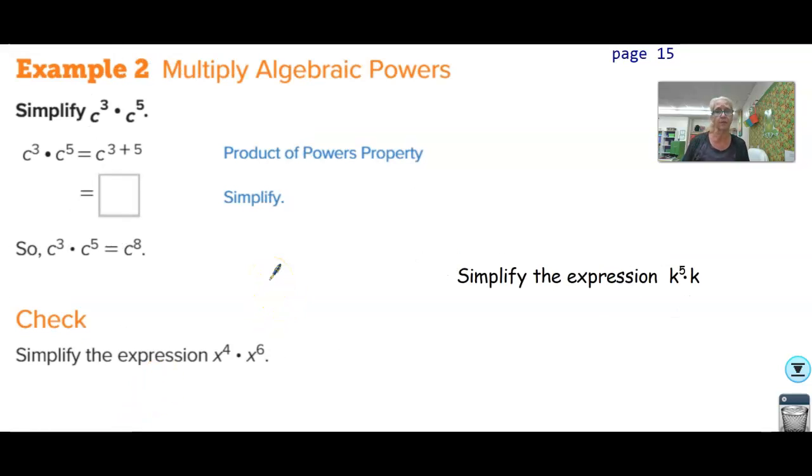Example 2, they're using variables instead of numbers. Same rule applies though. Here we have c to the third times c to the fifth, which gives us c to the 3 plus 5, which gives us c to the eighth. Down here in the check, we have x to the fourth times x to the sixth, which is x to the 4 plus 6, which is x to the 10th power. One additional example I threw in here. Remember, if a letter doesn't have an exponent, it's a 1. So this would be k to the 5 plus 1, which is k to the 6th power.